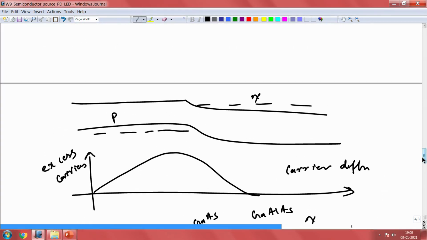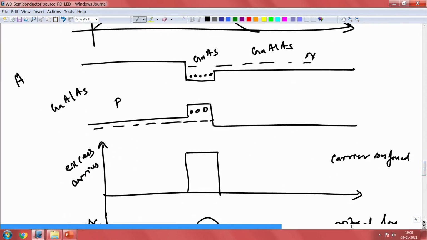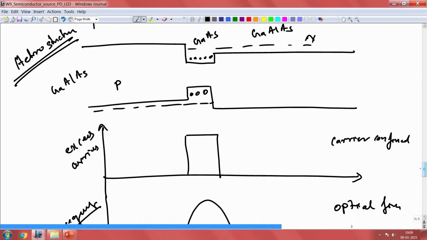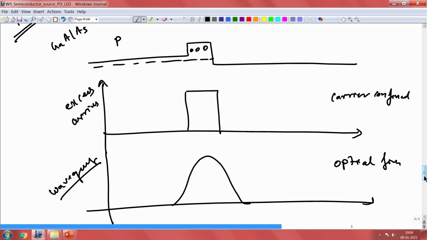However, if you take a simple p-n junction, the carrier distribution is very large and you are not having any confinement of the charges and also the optical field. Okay. So, a heterostructure is something that is essential if you want to improve your light generation or flux density inside the optical medium.